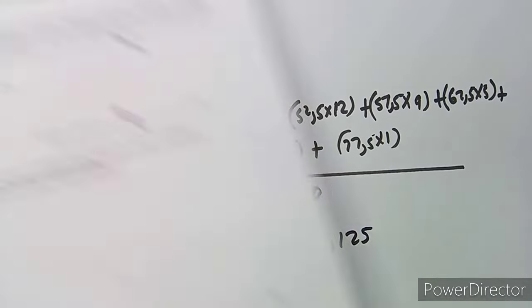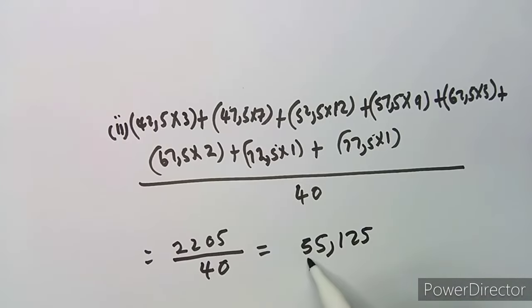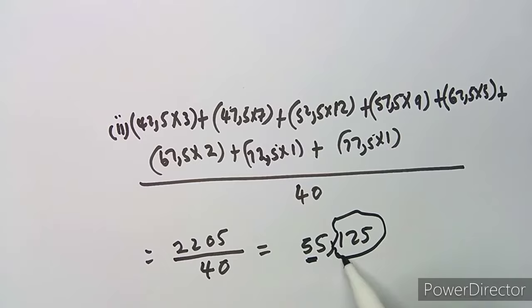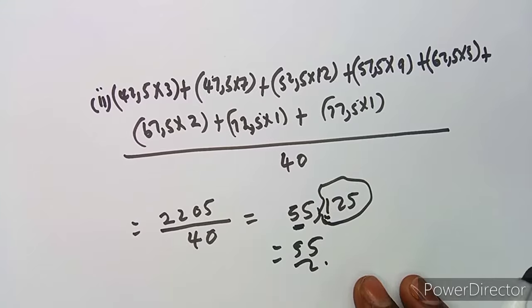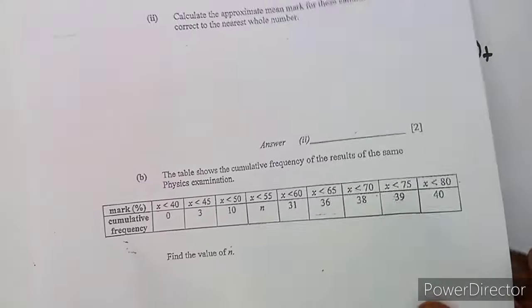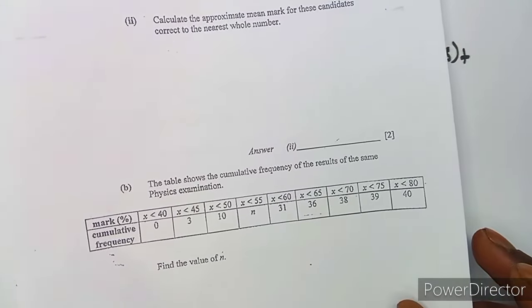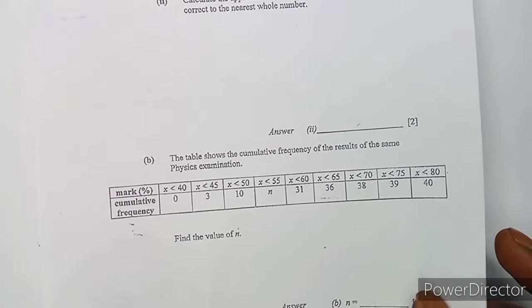All right, and you're given to the nearest whole number, that is the whole number that you have is 55, and this number is actually less than 500, so it cannot change. This one is less than 5, so it's just going to be 55. So that is what you're going to have in this case. All right, then we are given a table that shows the cumulative frequencies.